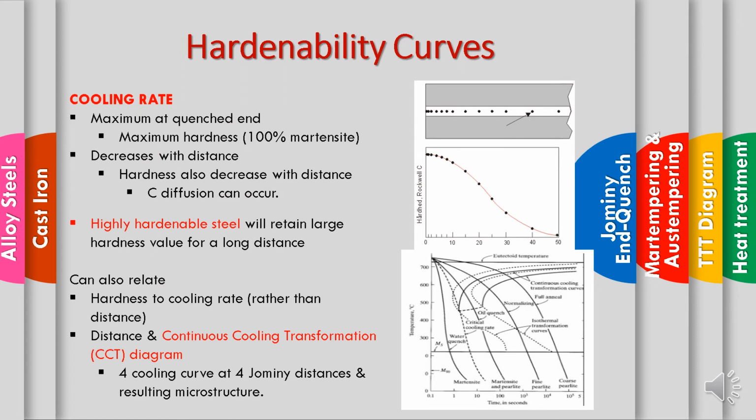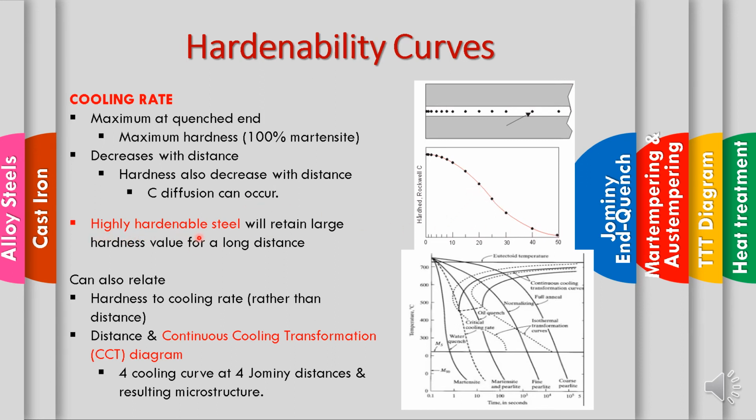We can get information on the cooling rate. Basically, it is maximum at the quench end; the cooling rate is very fast here at the end. So the maximum hardness is 100% martensite, 100% martensite produced. It decreases with distance, whereby when the distance increases, the cooling rate decreases, and the hardness also decreases. You can see it decrease here, whereby the carbon diffusion can occur.